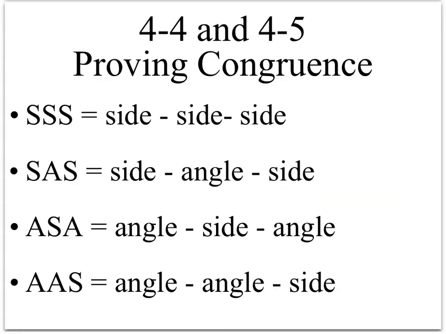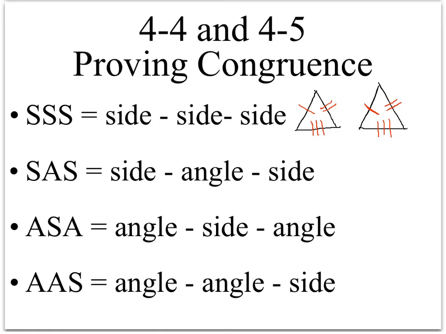If we have two triangles, and we can show that they have 3 sides in common between them, then we really don't need to show anything about the angles. They have to be congruent at that point, and we can stop there.